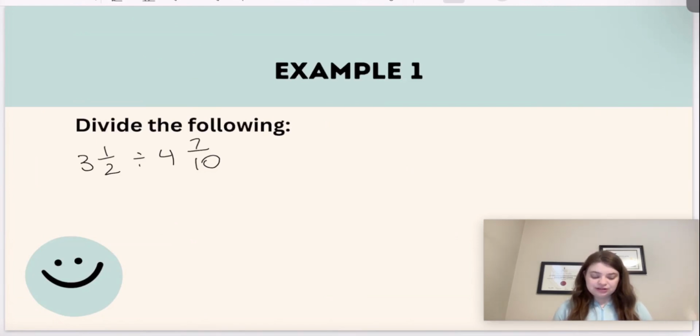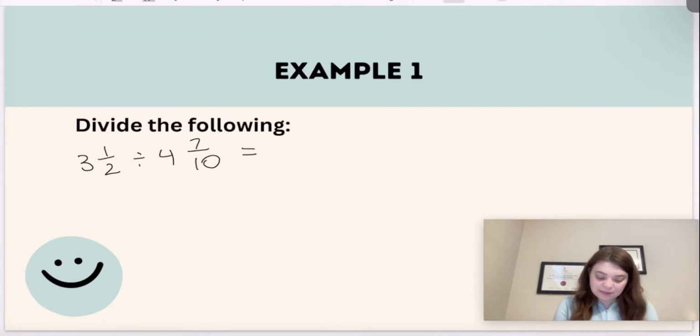So the first thing I'm going to do is switch these from mixed numbers into improper fractions. To change a mixed number to an improper fraction, we multiply the whole number by the denominator and then we add it to the numerator.